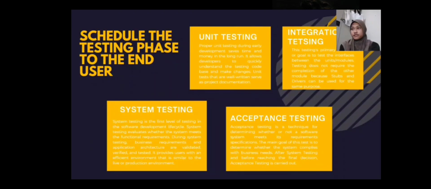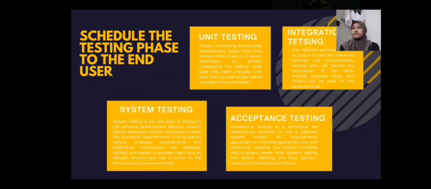The third testing is system testing. System testing is the first level of testing in the software development life cycle. System testing evaluates whether the system meets the functional requirements. During system testing, business requirements and application architecture are validated, verified, and tested. It provides users with an efficient environment that is similar to the live or production environment.